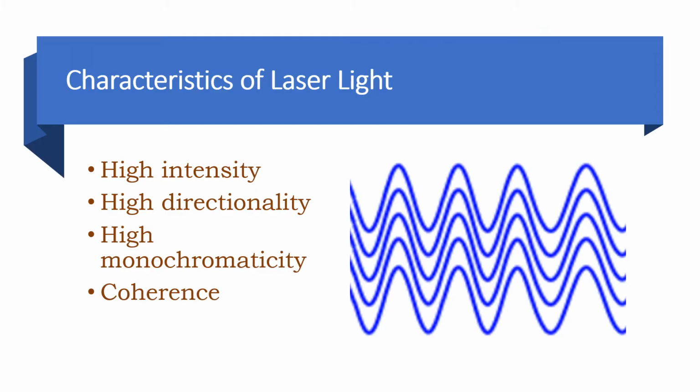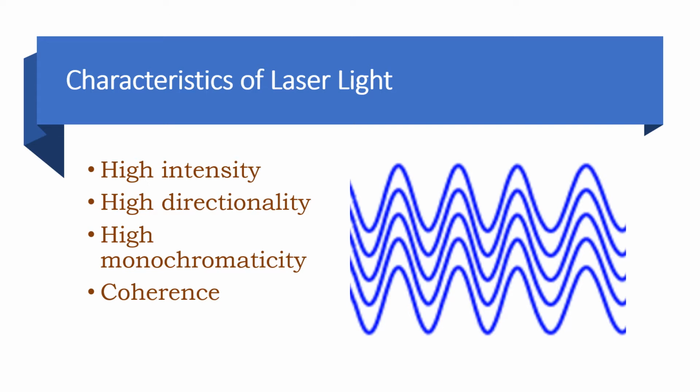Laser light has characteristics, and the following four are responsible for its properties. We have intensity, directionality, monochromaticity, and coherence. The high intensity of light produced by a laser is due to the coherent nature of laser light, which enables it to focus over a really small area.